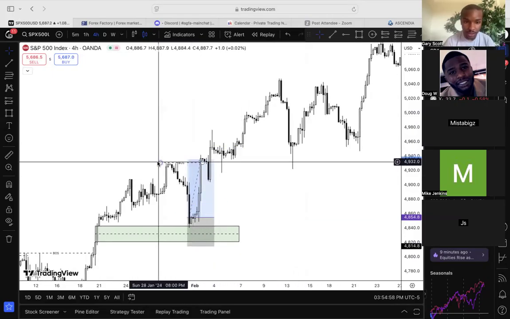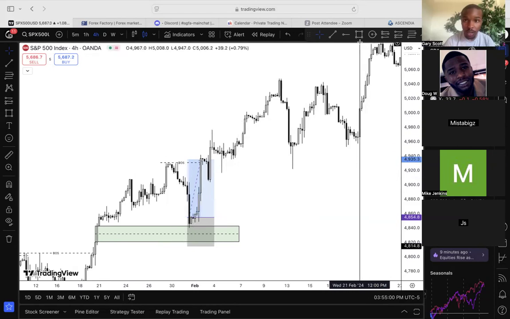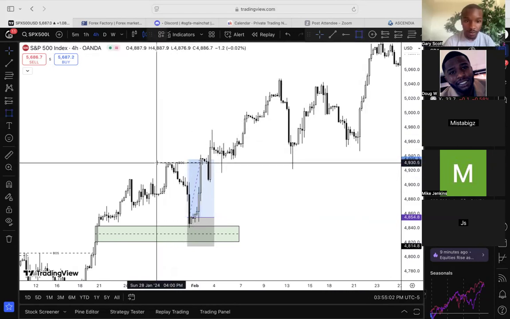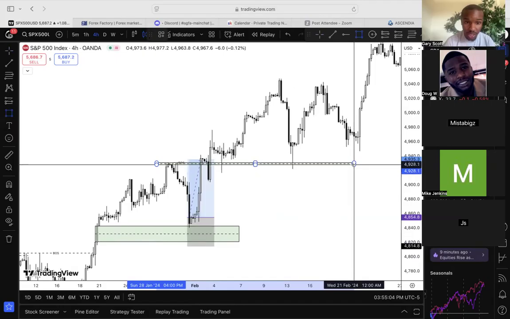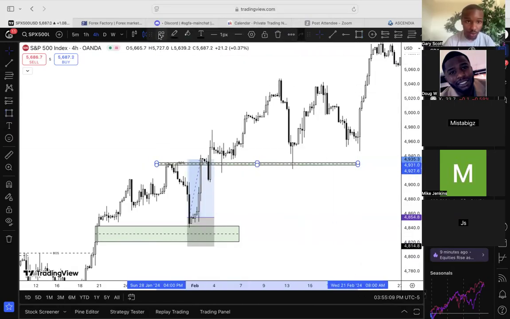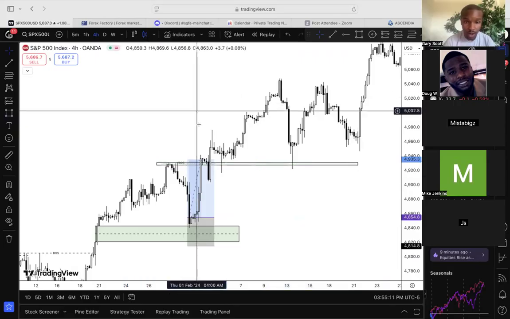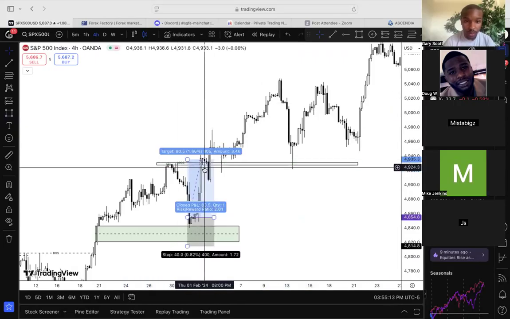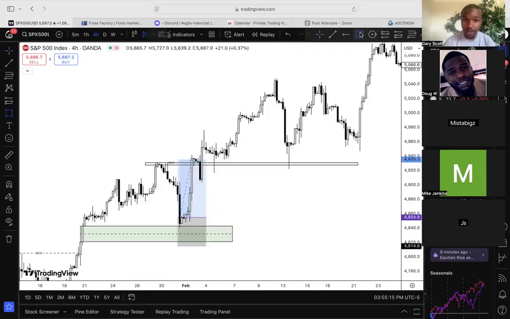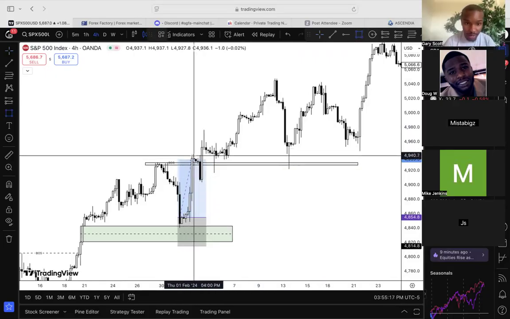If you guys notice here, this is a structural level, but there's also another area of value that lies within that area of value. Yes, you get your structural level, right? But then you also get what? Another area of value sitting right on top of that area. In most cases, right?